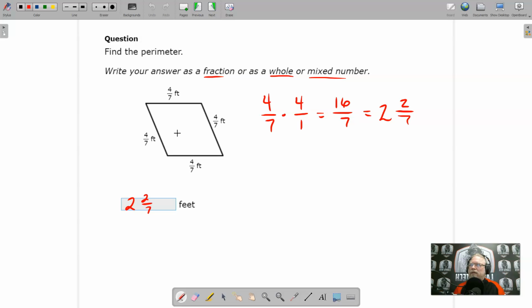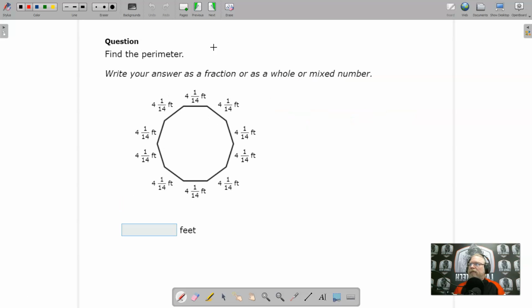That's actually a rhombus, to tell you the truth. All 4 sides are equal, so it's actually a rhombus, which is also a parallelogram.